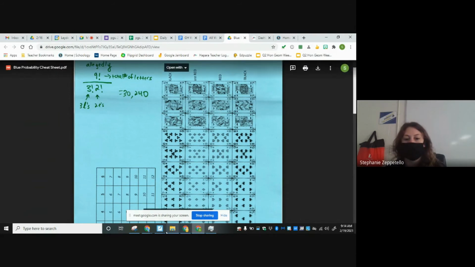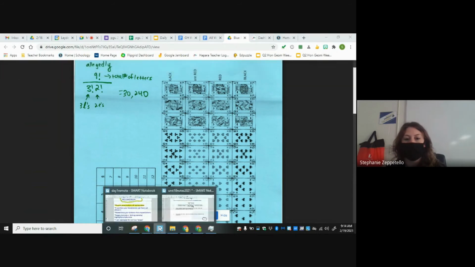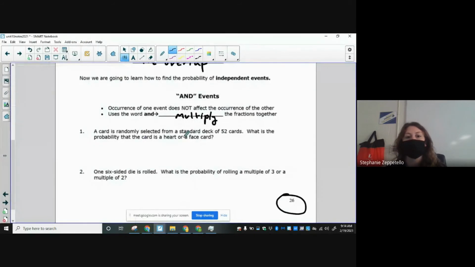Okay? So picking a heart, there's 13 chances to pick a heart out of the 52 total cards. Okay? And then it says, or a face card. A face card is one that has someone's face on it. So those are Jack, Queen, and King.